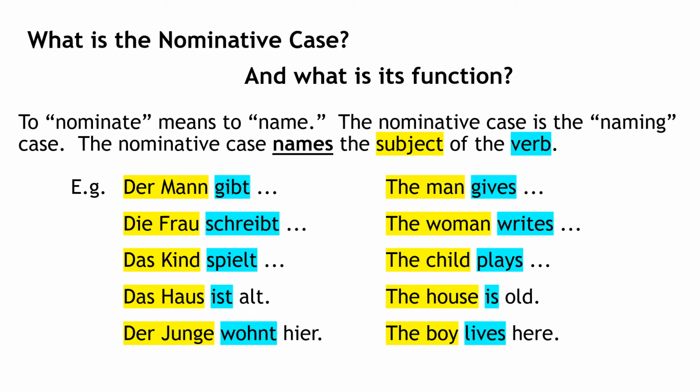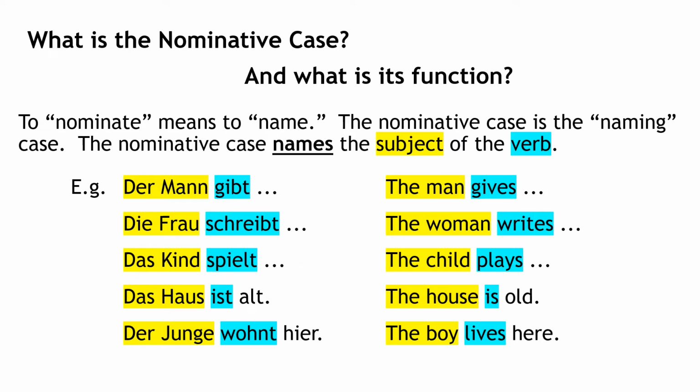Wer gibt? Der Mann gibt. Wer schreibt? Die Frau schreibt. Wer spielt? Das Kind spielt. Was ist alt? Das Haus ist alt. Wer wohnt hier? Der Junge wohnt hier. All of the words highlighted yellow in these examples can be described as being in the nominative case.